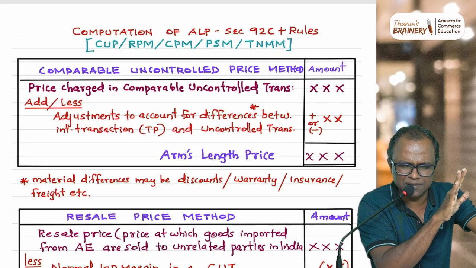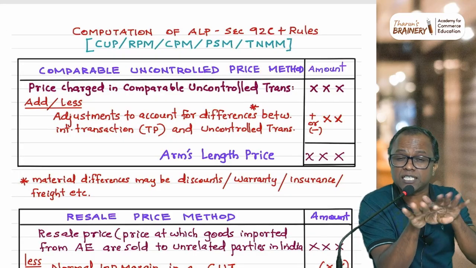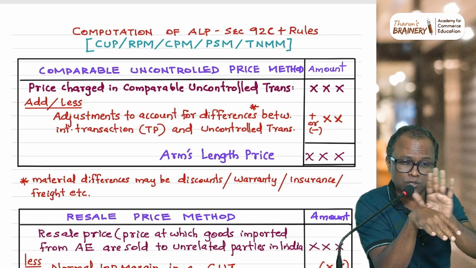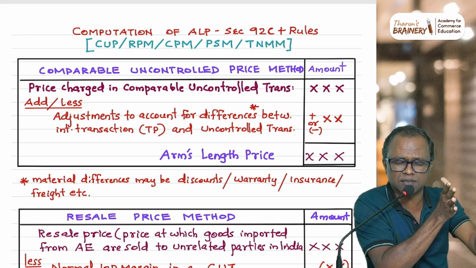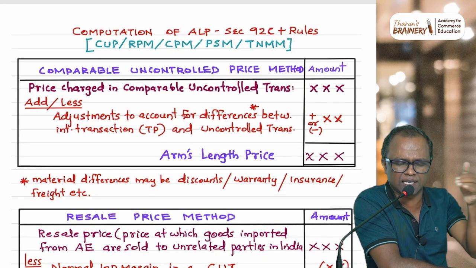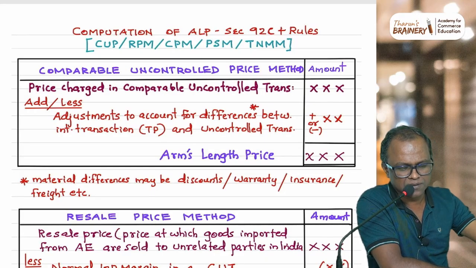It is not correct. Some fraud has been carried out. This price is manipulated. So don't touch the transfer price. Under the comparable uncontrolled price method, you should not disturb this transfer price. Transfer price means the actual price at which a transaction is carried out with the related party. Don't touch that. Keep it there.